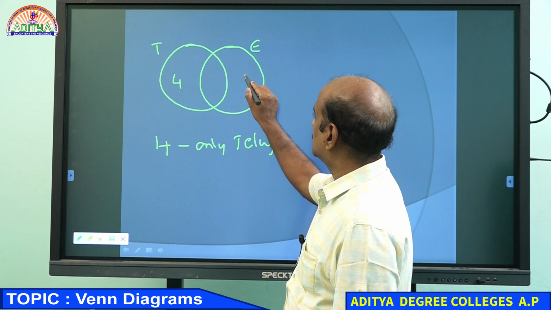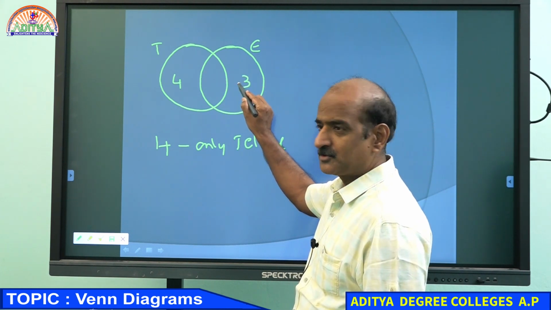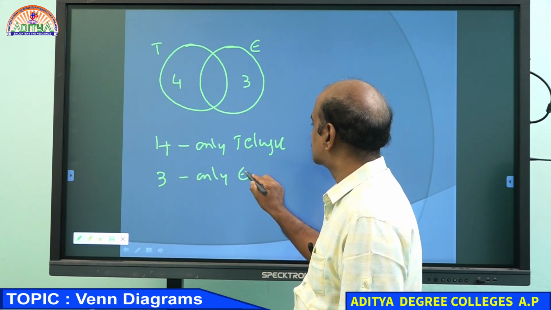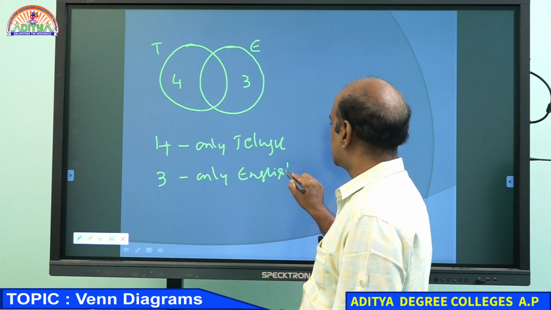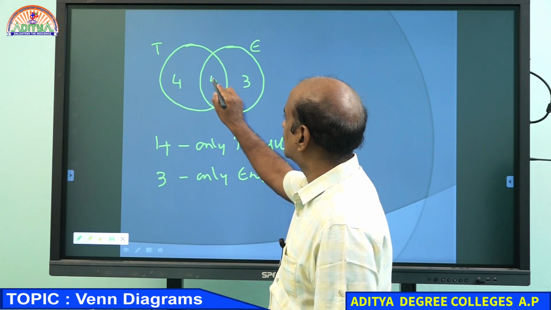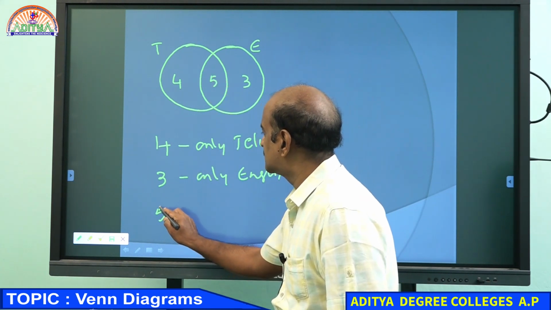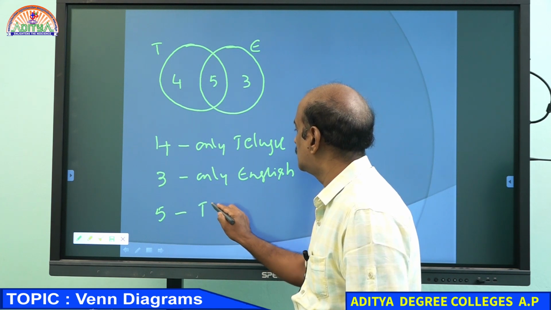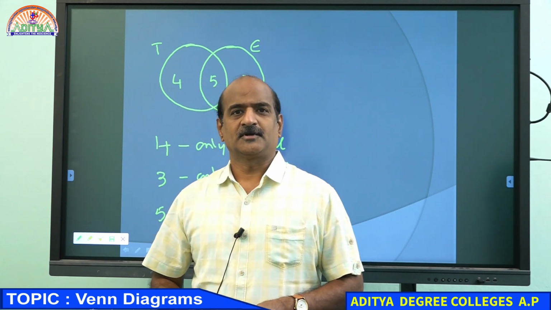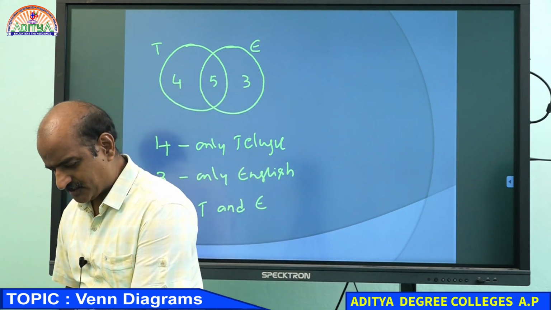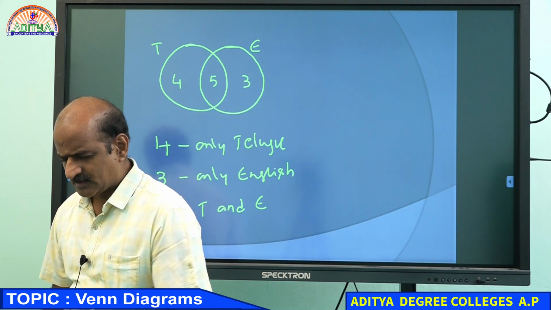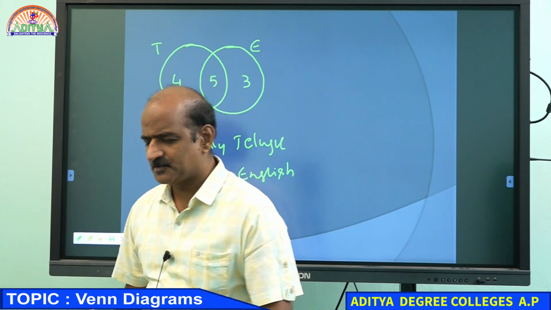And if I give you a number like 3, if you want to comment about 3 people, you can say that those people like only English, isn't it? And if I have to comment about this particular 5 people, you can say that these 5 people like Telugu and English, isn't it? So this particular 5 people like both Telugu and English.